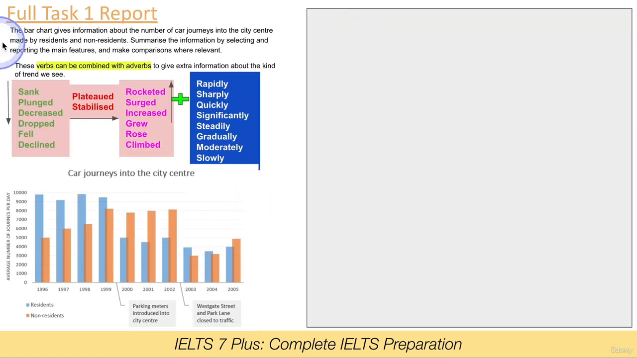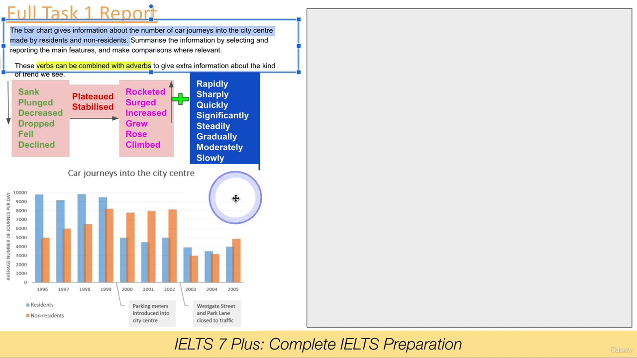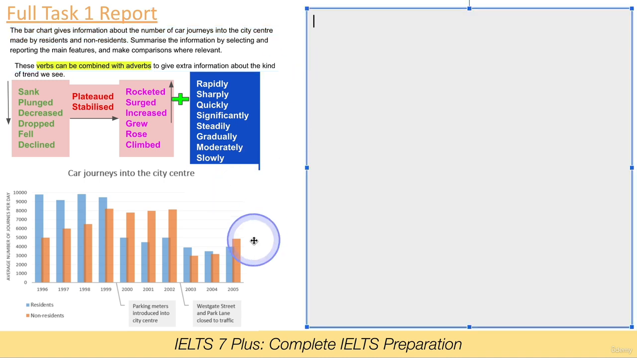Okay, so we've got our question. We've got some words to help us here. You won't have this in the exam, unfortunately, but they are here to help us today. And we've got our data here. So the first thing we need to do, as always, we need to paraphrase this sentence here. The bar chart gives information about the number of car journeys into the city centre made by residents and non-residents.